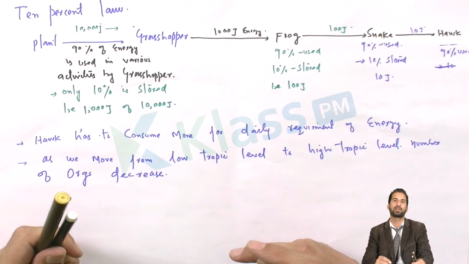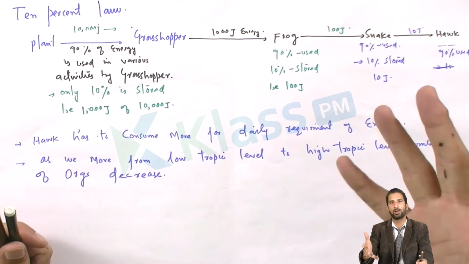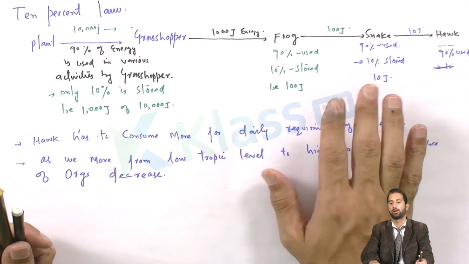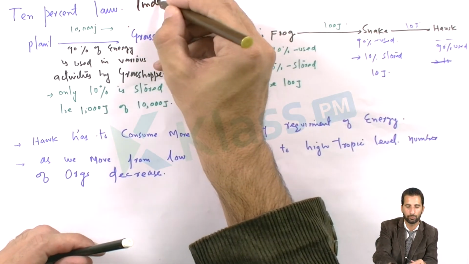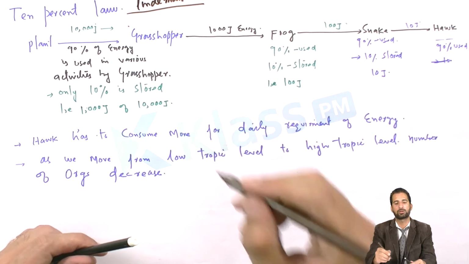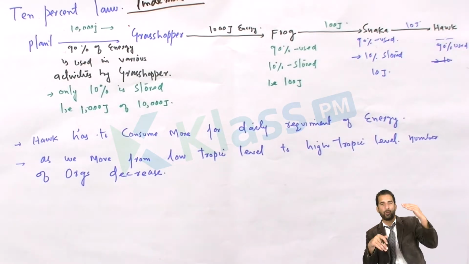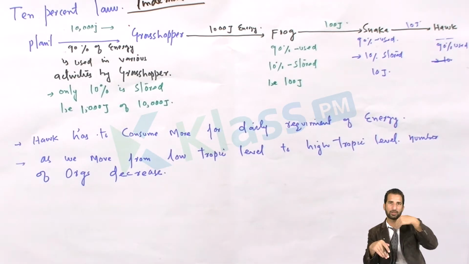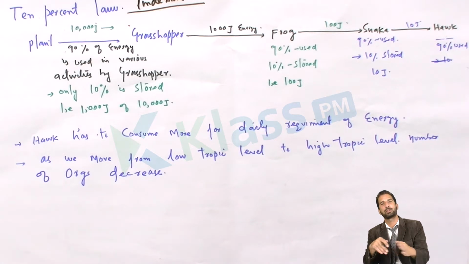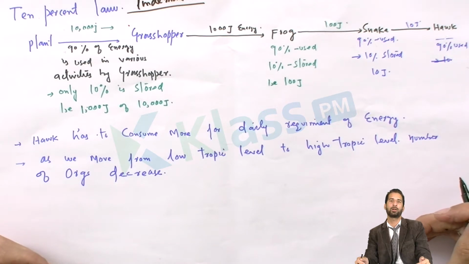So this is the 10% law. Only 10% of the total energy is being transferred from one trophic level to another trophic level. This 10% law was given by Lindemann, so it is also called Lindemann's 10% law, according to which when a producer is eaten by the primary consumer, only 10% of the total energy is transferred from the producer to the primary consumer. The rest, 90% of the energy, is either dissipated as heat or utilized by this primary consumer in order to show its metabolic activities.